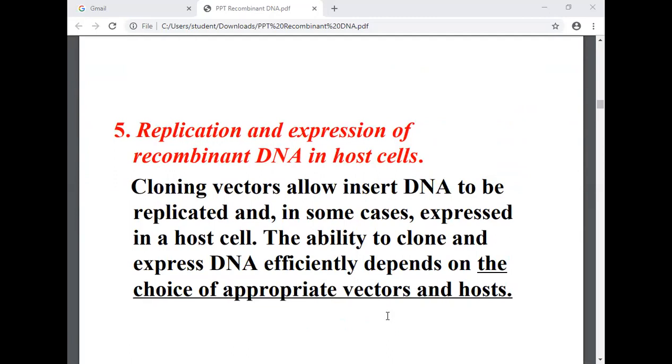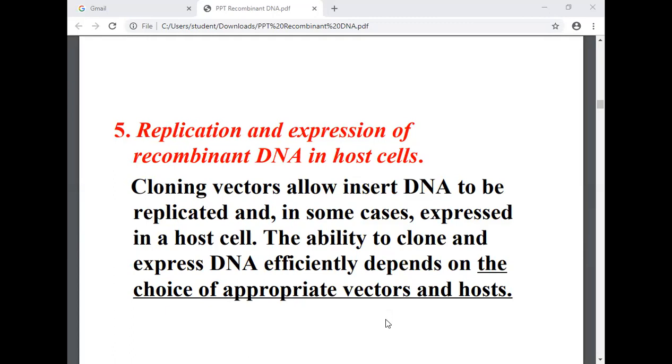Okay, replication and expression of recombinant DNA in host cell. Cloning vectors allow insert DNA. Insert is that DNA which has been engineered to be replicated, in some cases expressed in host cell, right? So the ability to clone and express DNA efficiently depends on the choice of appropriate vector and host.